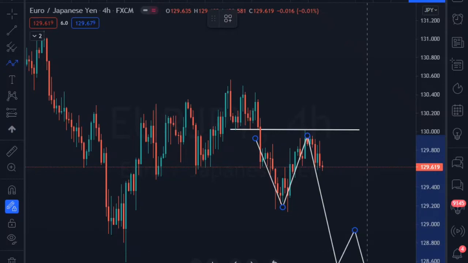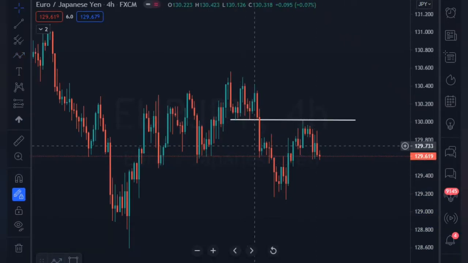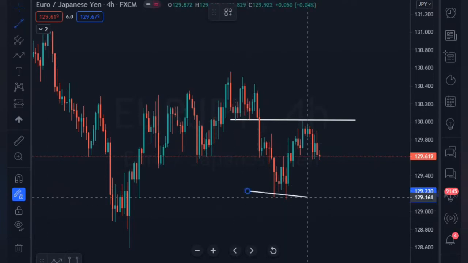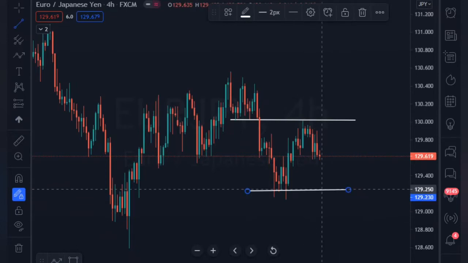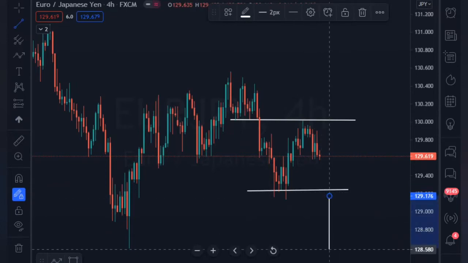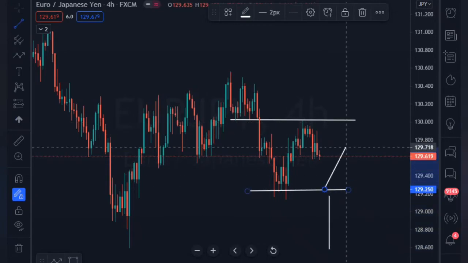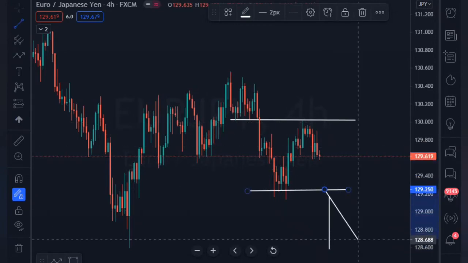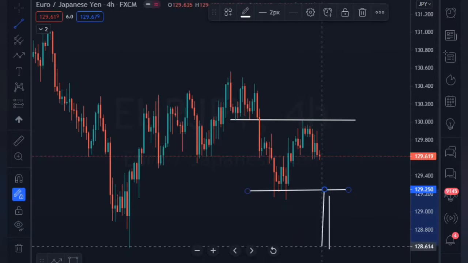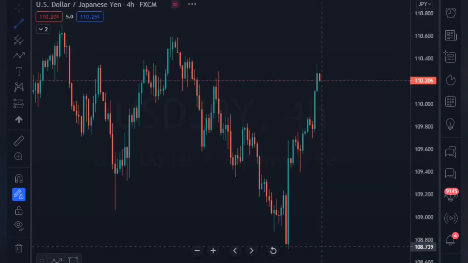What we're looking for is for price to at least get to this zone. Once price gets to this zone, we'll be expecting either a breakout, or maybe price might just bounce back, but more like it, we'll be expecting price to continue in its downtrend formation. So let's go over to the next pair.